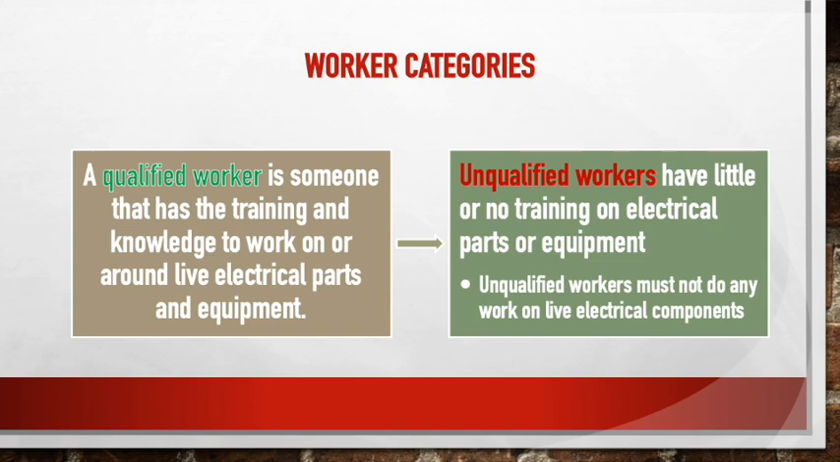So there are two different types of categories, similar to lockout tagout, a little bit different. A qualified electrical worker is someone who has training and knowledge to work on or around live electrical parts and equipment. Typically, they've attended NEC courses and have a journeyman's license. It's not just like, oh, yesterday I was unqualified and today I'm qualified because I took a test online. It's not like becoming a minister. There's actually some specific training that's required. And unqualified workers is pretty much everybody else who has not received those trainings.